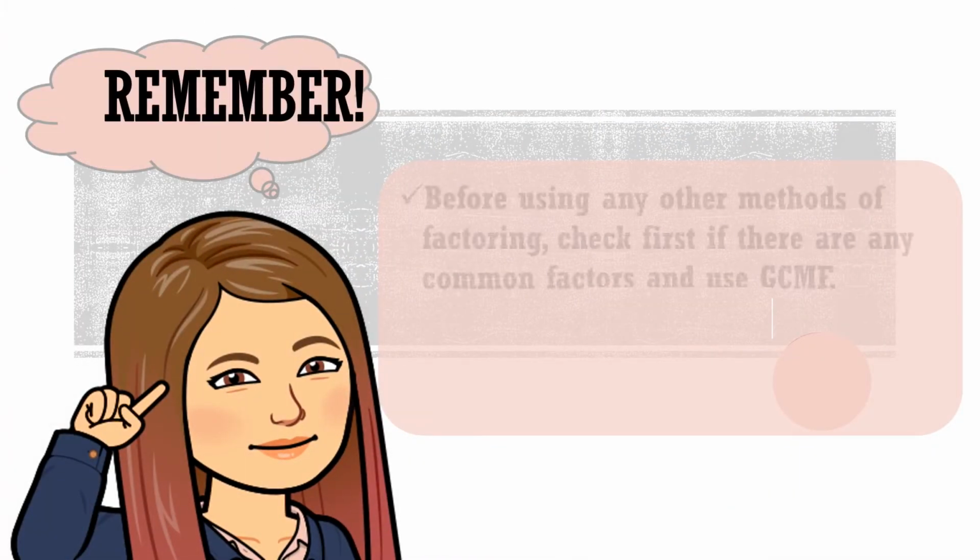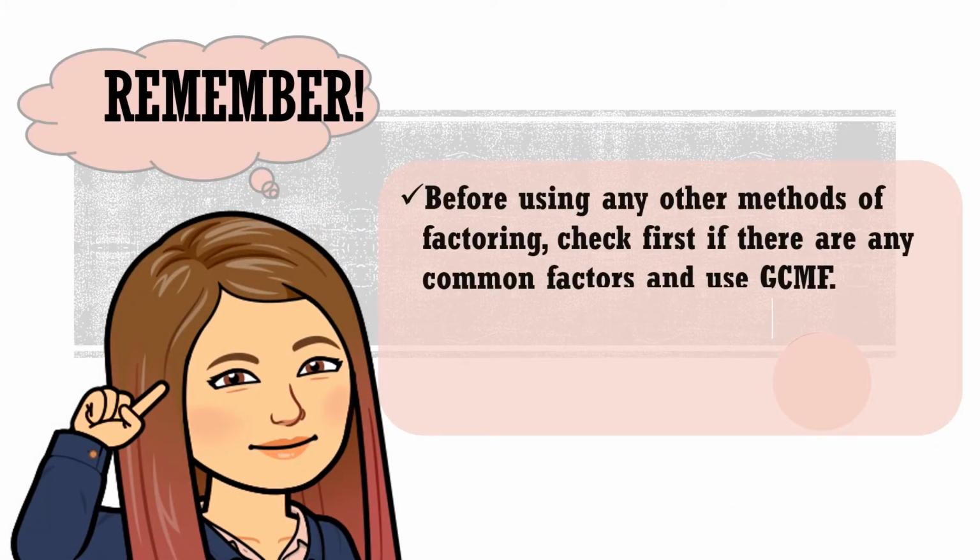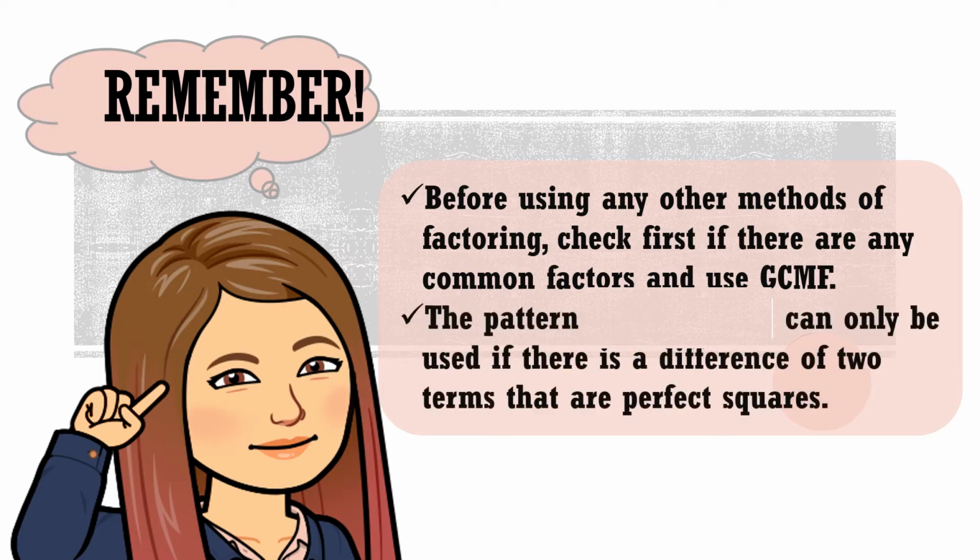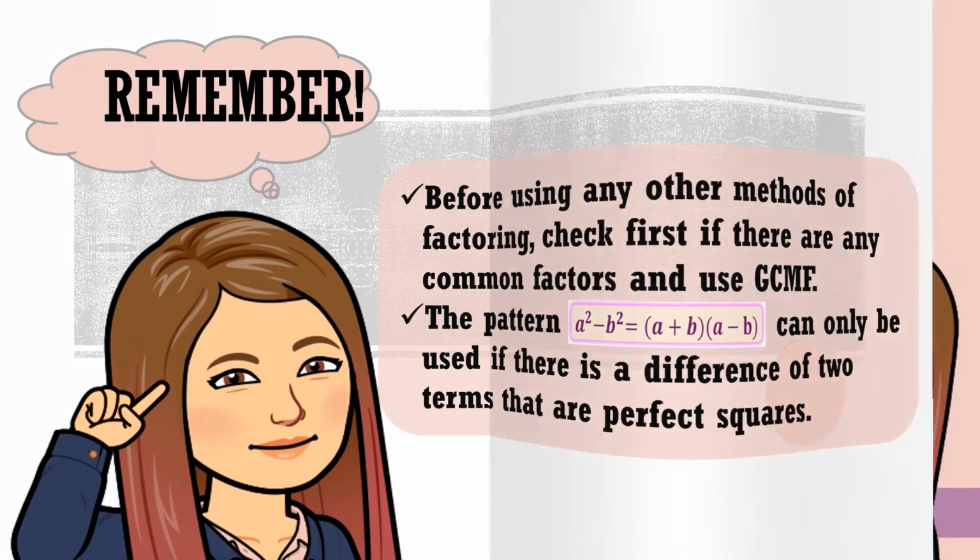Always remember, before using any other methods of factoring, check first if there are any common factors and use GCMF, just like what we had in our fourth example. Then the pattern a squared minus b squared equals the quantity of a plus b multiplied with the quantity of a minus b can only be used if there is a difference of two terms that are perfect squares.